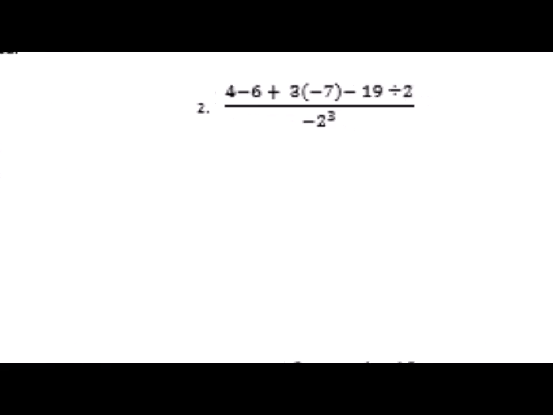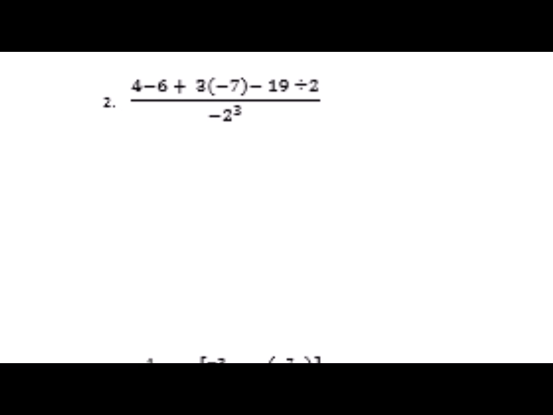Moving on, we have this next problem here. What I want you to consider is, imagine that the entire top of the fraction is in a bracket and the entire bottom of the fraction is a bracket. We're going to solve the top first, which is everything here, and then solve all the information on the bottom. Now, we have -4 minus 6, and then this part here is +3 times -7, which gives us -21. So we're going to get the following as our result on the top.